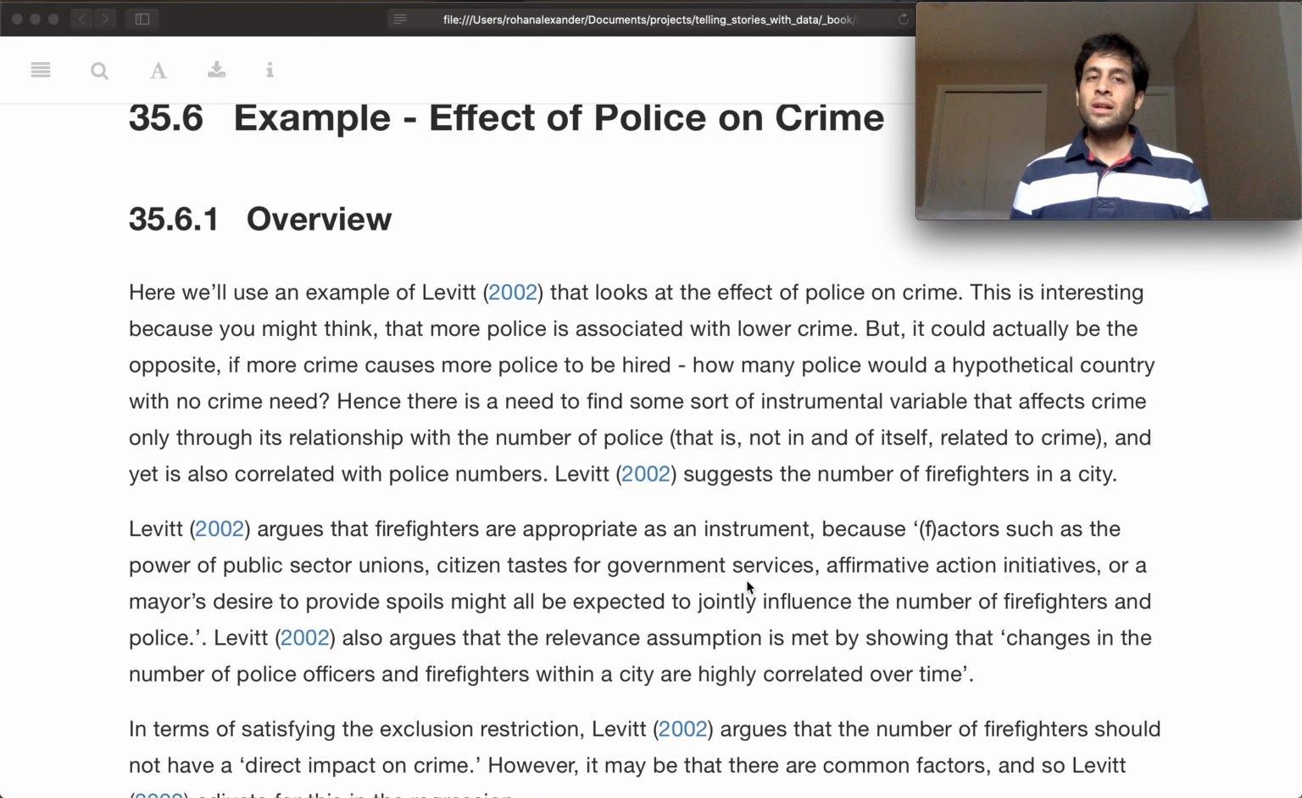And that's because, well, how many police officers would we need in a world in which there was absolutely no crime? The answer, of course, is that we would not need any police. And so it may be that we have more police only when we have higher rates of crime. And so if we just analyze the data, it could be that we find a positive relationship between police and crime, which is a really great opportunity to use instrumental variables.